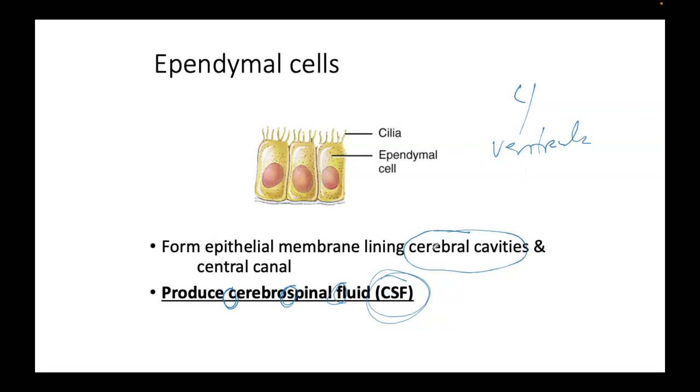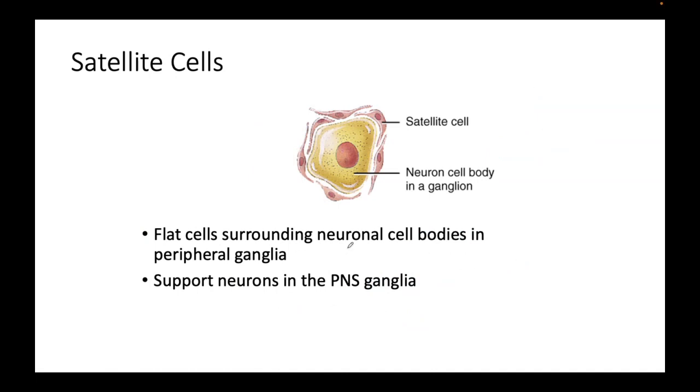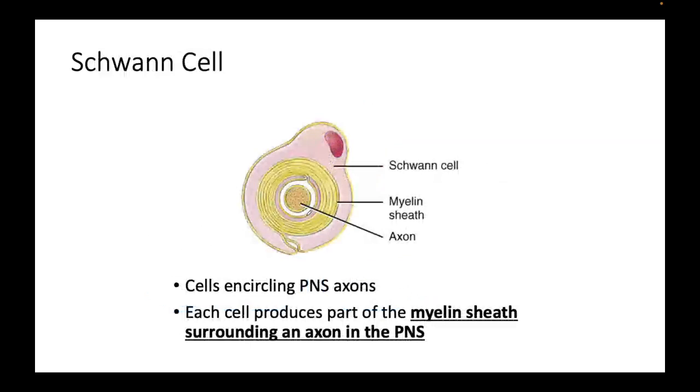They line the ventricles, they produce cerebral spinal fluid, and it helps to bathe the brain and buoy the brain against like TBI, traumatic brain injuries and stuff. Okay, it also carries some nutrients as well. Satellite cells, these are just supporting neurons in the peripheral neural system. Okay, they're just supporting cells.